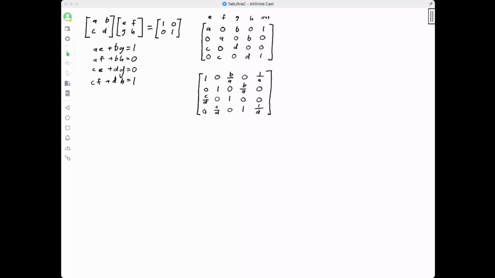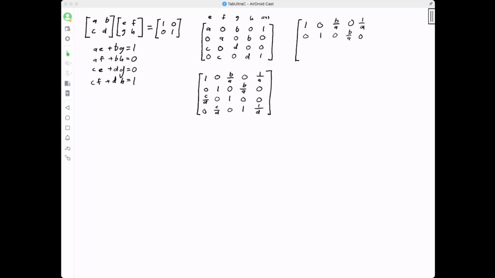This isn't quite following the algorithm that we used before, because I went ahead and made all of my pivot positions equal to 1 in this step, which is a little bit different, but it will work for us. Now I want to simplify this a little bit. The first two rows I'm going to leave alone. So 1, 0, B over A, 0, 1 over A. And 0, 1, 0, B over A, 0.